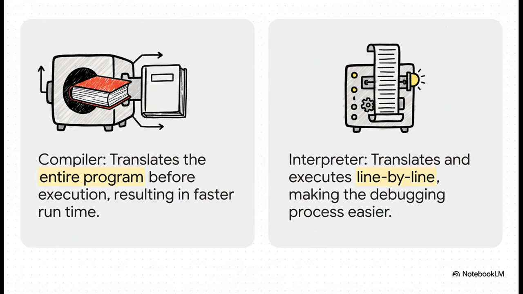You can think of a compiler like a book translator. It reads the entire program first, translates the whole thing at once, and then spits out a brand new super fast file that can run on its own. An interpreter, on the other hand, is more like a live translator at a conference. It translates and runs the program one line at a time. Now, it's a bit slower, but it's way more flexible for things like testing and debugging.